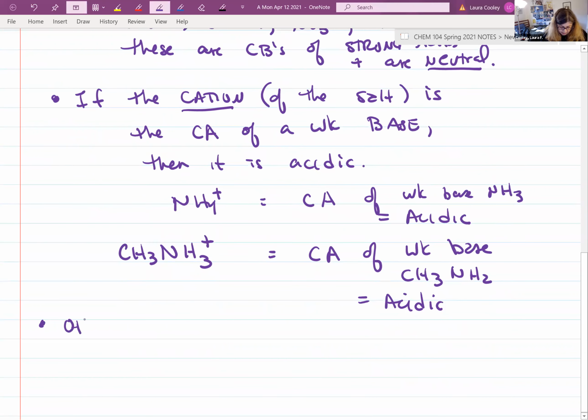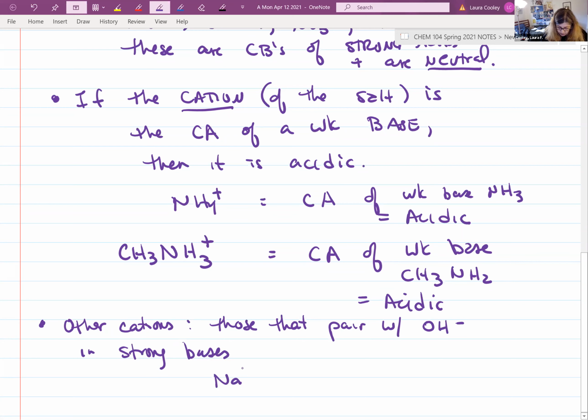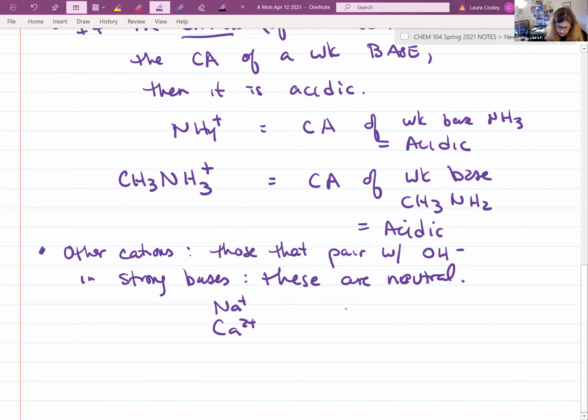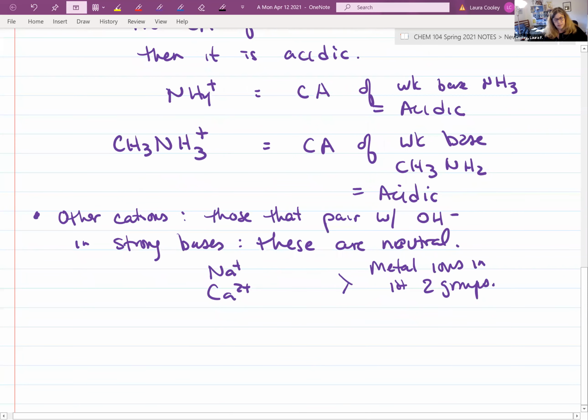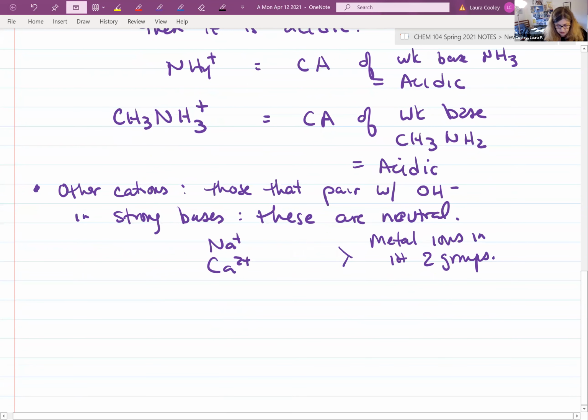Other cations, those that pair with hydroxide in strong bases, like for example sodium, calcium, these are neutral. I would say the metal ions in the first two groups. And that's all I've taught you about. I'm not going to give you other metal ions that are not in those groups. They have a bit of a more complicated situation.